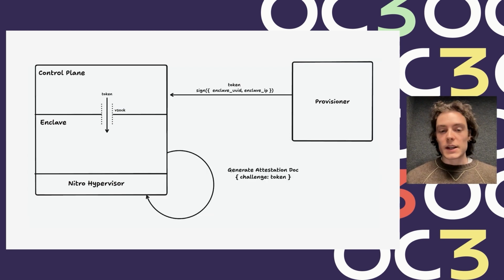So the provisioner receives that MTLS connection. It knows that it's speaking to the host process and can be trusted. And so it signs a token, effectively just a JWT, that includes the UUID of the enclave that it was given, plus the IP of the host that sent the initial connection. And this is just a short-lived token. The control plane process on the host then sends this as a response back into the enclave over vSock. So when the enclave receives this token, it then generates a new attestation document, and it provides the token itself as the challenge.